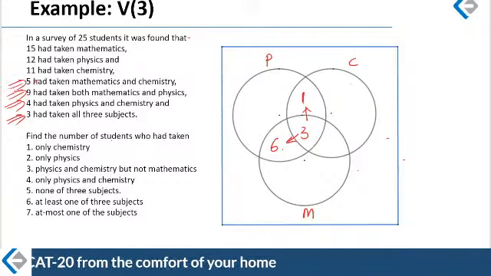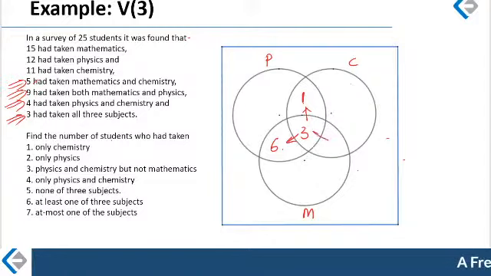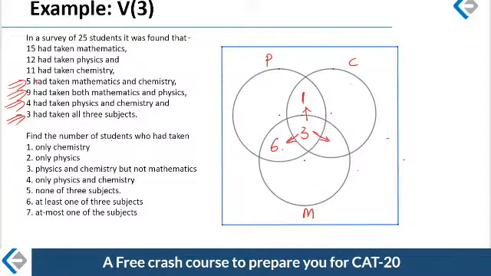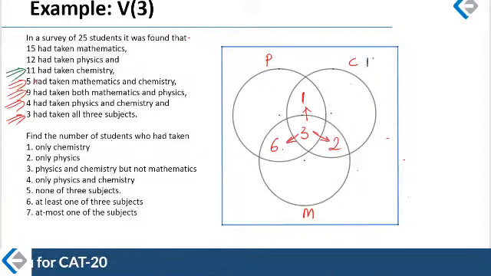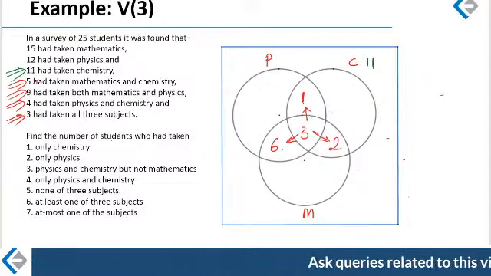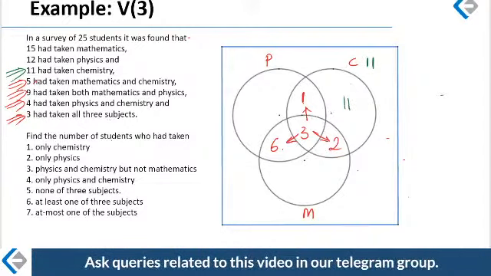5 had taken math and chemistry. Where is math and chemistry? This 3 and something more. What is that something more? That is 2. Then 11 had taken chemistry. So 11 had taken chemistry is outside. This is where you write 11, because there is no word "only" there.